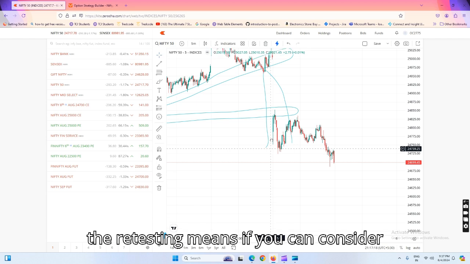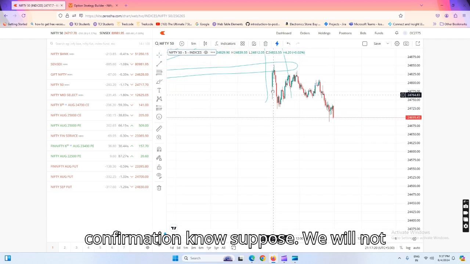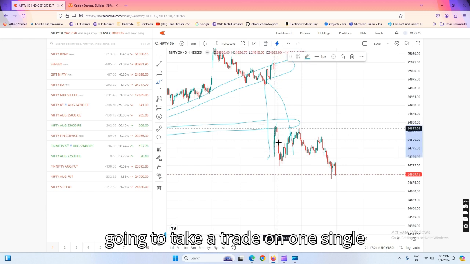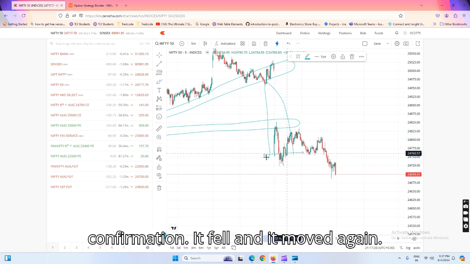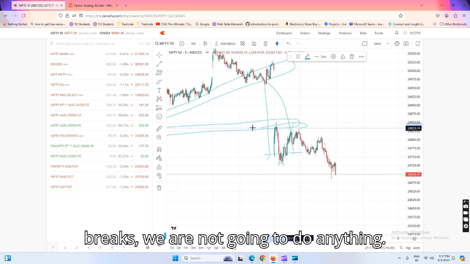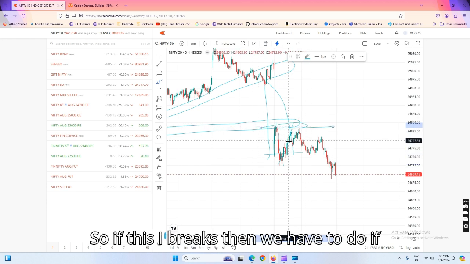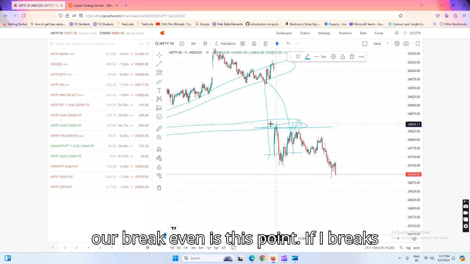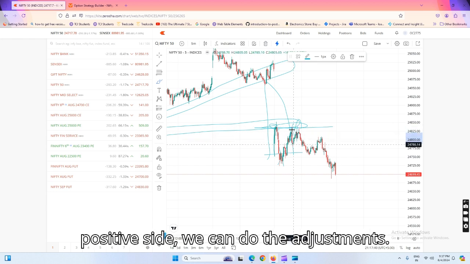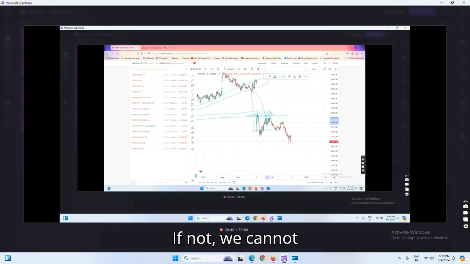You would have some basic knowledge about retesting. If you consider that the first time it went, you need one more confirmation, no? We will not take a trade on one single confirmation. It fell and moved again, and now it went again. Until this high breaks, we are not going to do anything. If this high breaks, and our break even is this point, and it breaks aggressively with these candles on the positive side, we can do the adjustments. If not, we cannot.